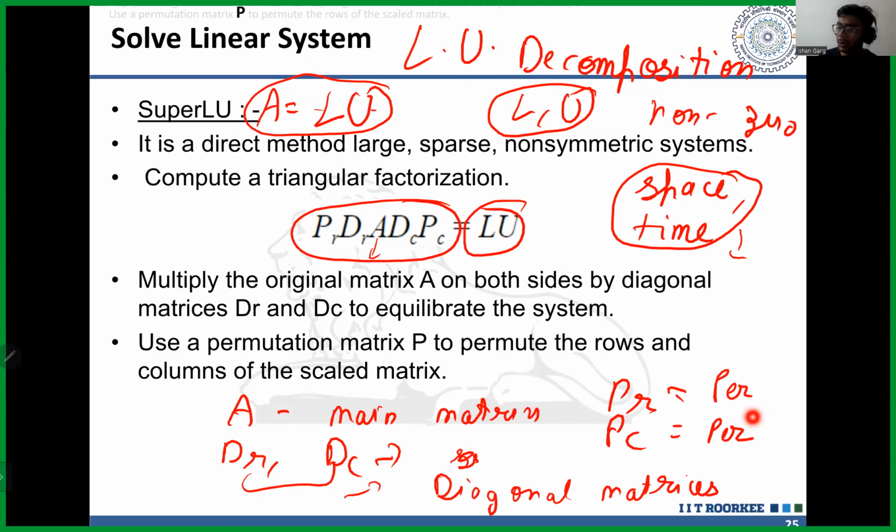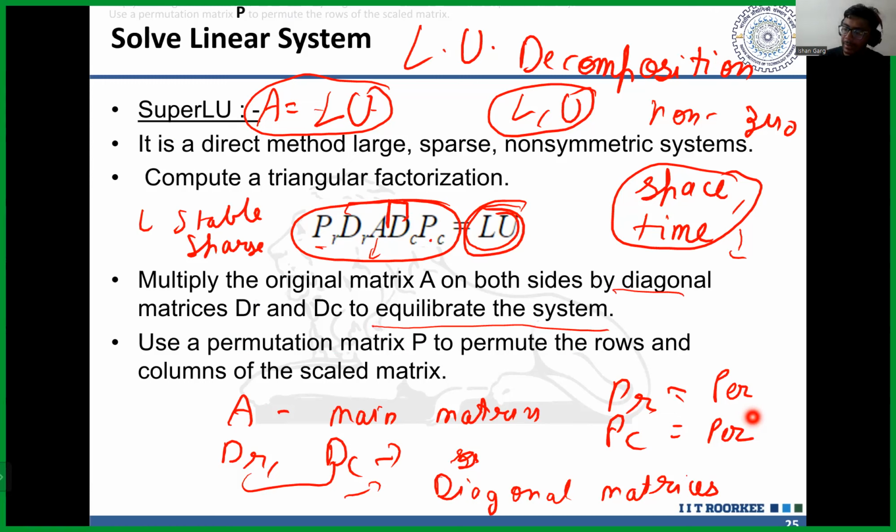The intuition for this method comes from the fact that we want our L and U to be more stable and sparse, just like A. So what will DR and DC do? They will stabilize our system for A, and PR and PC will introduce sparsity in L and U. So what we will do is multiply the original matrix on both sides by diagonal matrices DR and DC to equilibrate the system. Use permutation matrices PR and PC to permute the rows and columns of the scaled matrix. We know that a diagonal matrix basically scales our system. So DR and DC will be scaling, and PR and PC will be permuting them for sparse matrices.